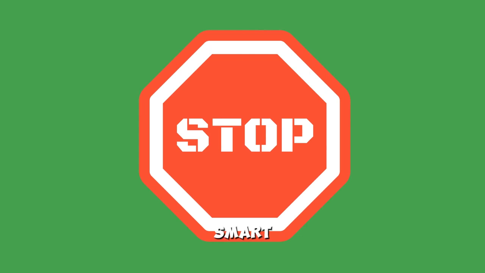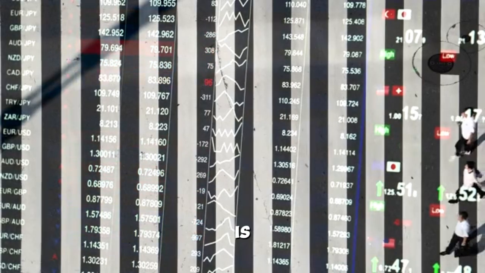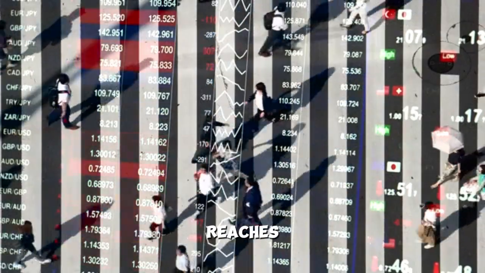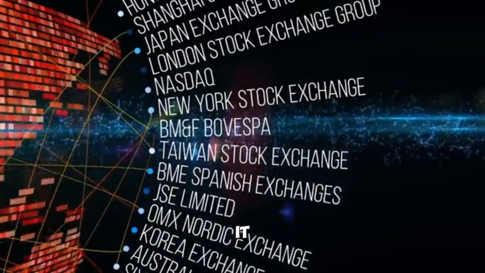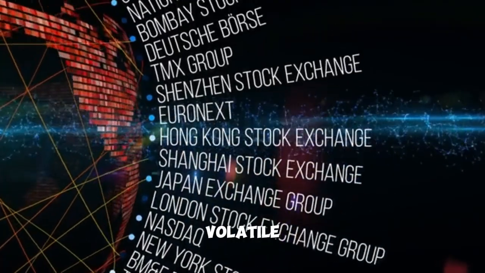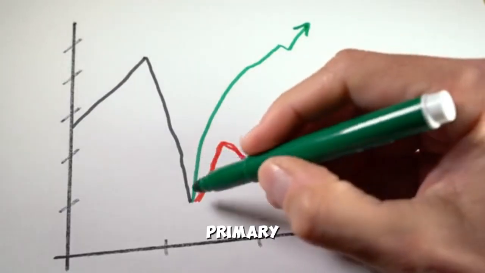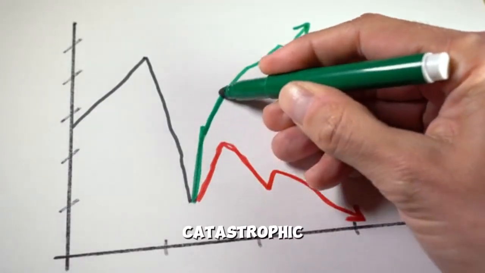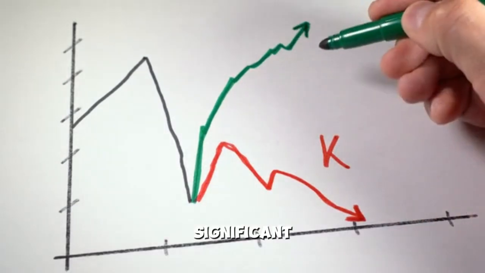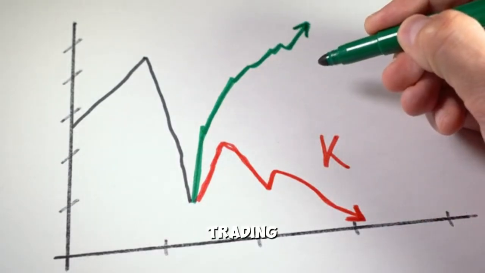How to place a smart stop loss. A stop loss is an automated order placed with your broker to close a losing trade once it reaches a predetermined price level. It is, without exaggeration, your most crucial safety net in the volatile world of trading. Its primary function is to prevent catastrophic losses, ensuring that one adverse market move doesn't wipe out a significant portion or all of your trading capital.